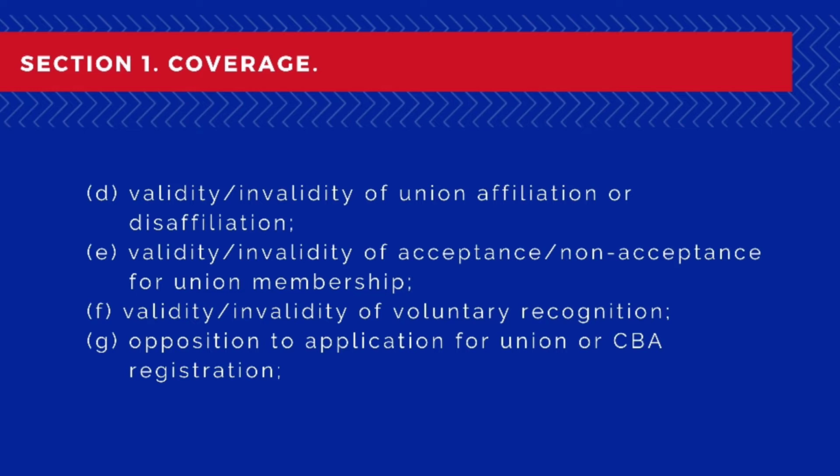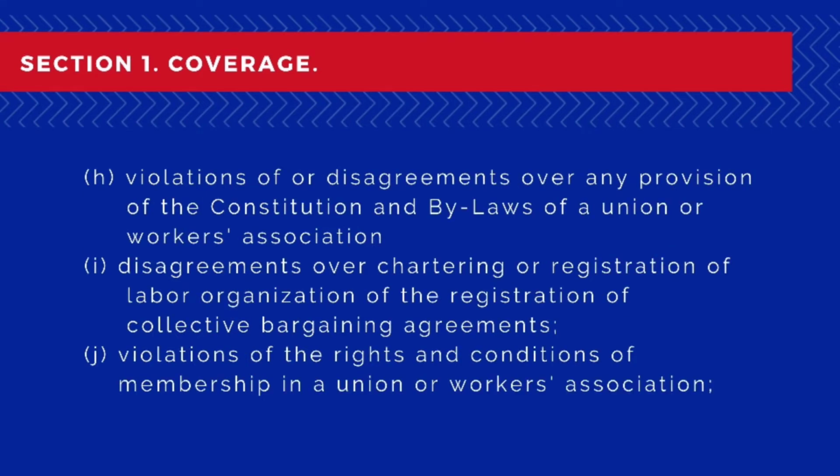F. Validity or invalidity of voluntary recognition. G. Opposition to application for union or CBA registration. H. Violations of, or disagreements over any provision of the Constitution and bylaws of a union or workers' association. I. Disagreements over chartering, or registration of labor organization or the registration of collective bargaining agreements.